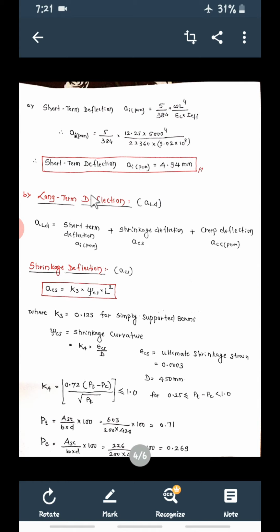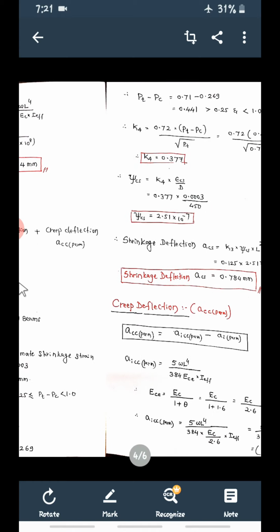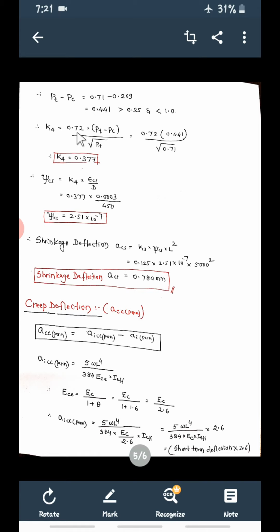Therefore K4 is equal to 0.72 times (PT minus PC), this is 0.441, divided by root PT, percentage of steel. So K4 is 0.377. Therefore, curvature φCS is equal to K4 into ECS divided by D. So K4 is 0.377 into 0.0003 divided by overall depth 450. So this gives 2.51 into 10 raised to minus 7.